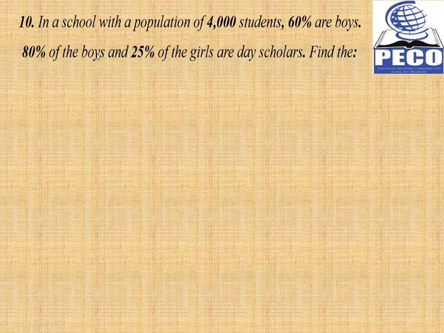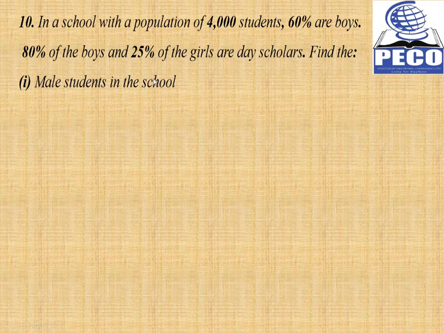So 80% of the boys and 25% of the girls are day scholars. Ask yourself, what is the percentage of girls that are in boarding? If 25% are in day, then 100 minus 25 gives us 75% in boarding. If 80% of the boys are in day, then 100 minus 80 gives us 20% of the boys in boarding. Find the male students in the school.